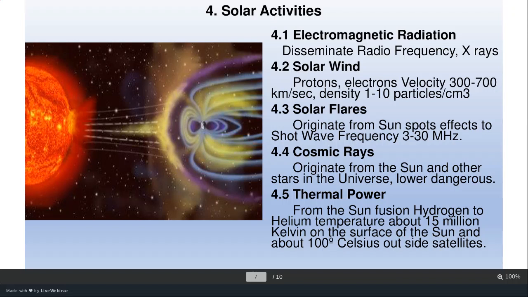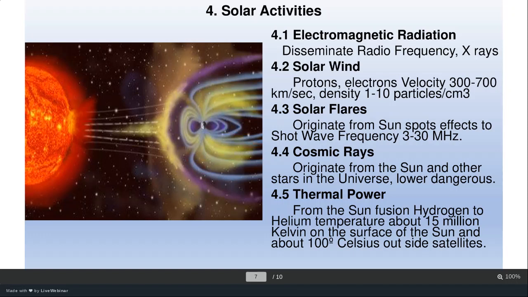And number 4 is the cosmic rays, which originate from the sun and other stars in the universe. These rays are less dangerous compared to the other rays. And then there is the thermal power. The thermal power comes from the sun's fusion of hydrogen to helium. The temperature is about 15 million degrees Kelvin on the sun, and about 100 degrees Celsius outside the satellite.